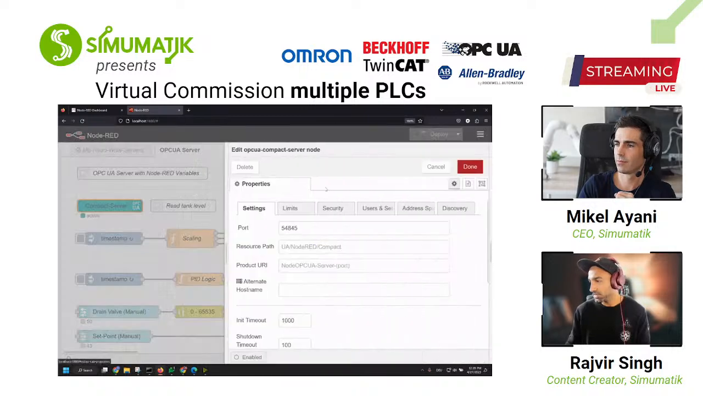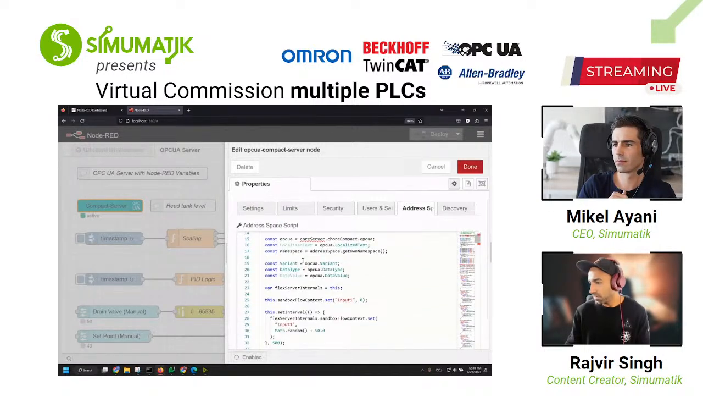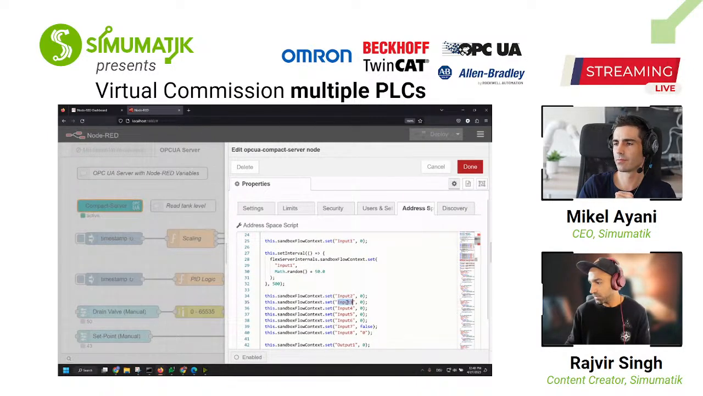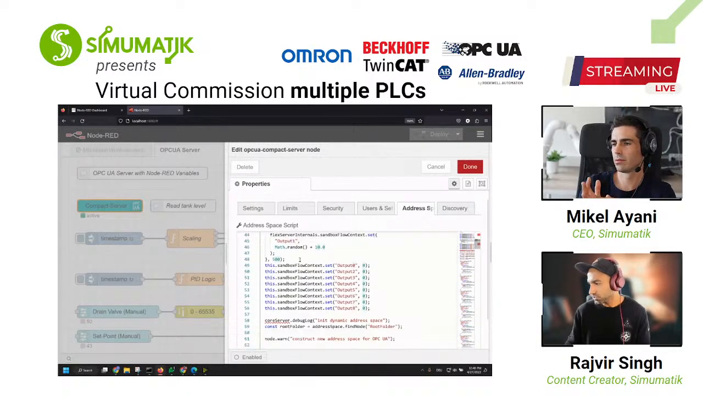If I open this, I can show you this is my port address of OPC. And in the address space, it's a little bit of code where you can define your variables. I can see input 1, input 2, input 3, and these are double, and then you have one Boolean and one string. Cool. I can show you in more detail.